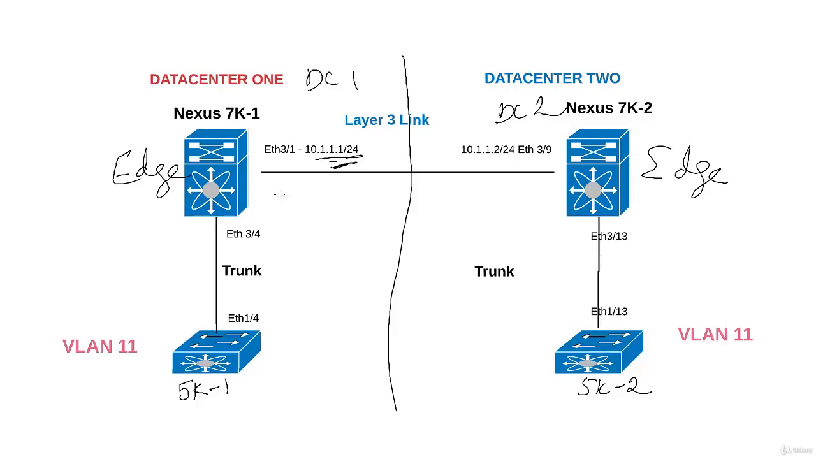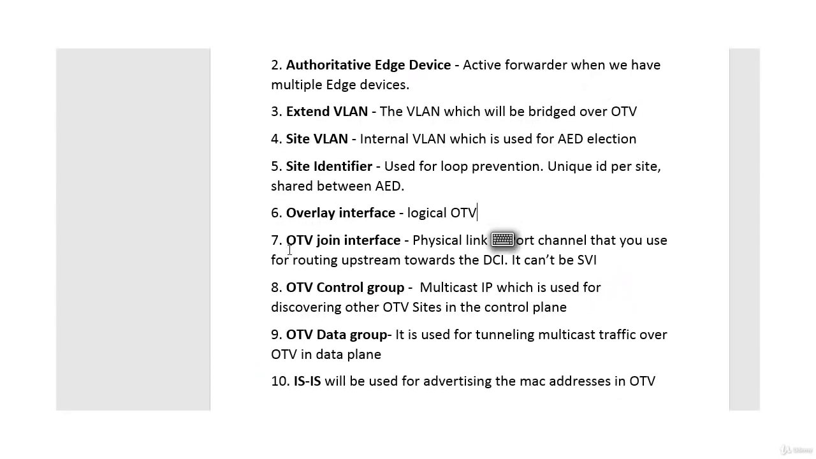Okay, so each site will have one identifier, an OTV identifier. It will be unique to that site. If there are 3 sites, there would be 3 OTV identifiers. One DC will have its own identifier, the second will have its own, the third so on. And if there are multiple devices in a DC, in that case the identifier number will be the same on all of those edge devices. Okay, so let me take you to this checklist of terms I have prepared for you.